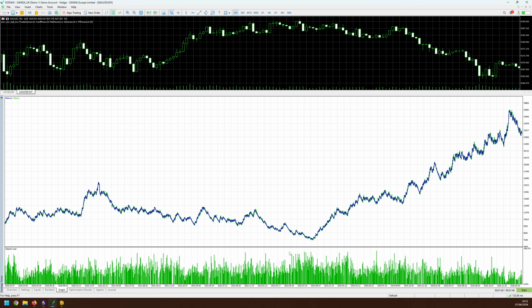I'm not sure why the change. Maybe it's a different market regime. Gold has definitely been trending quite a lot recently. So it could just be that the strategy worked well for that period of time.